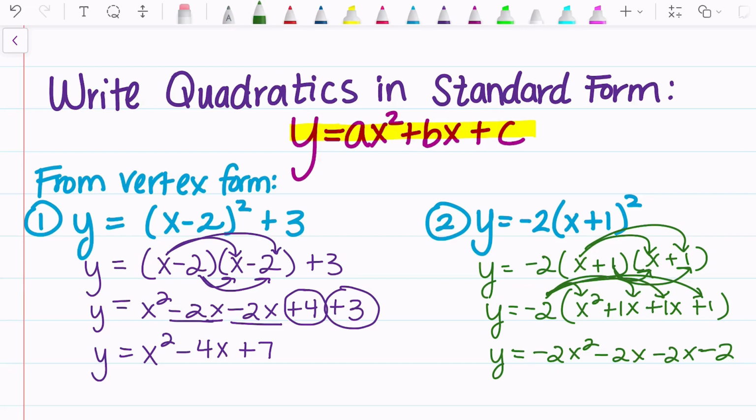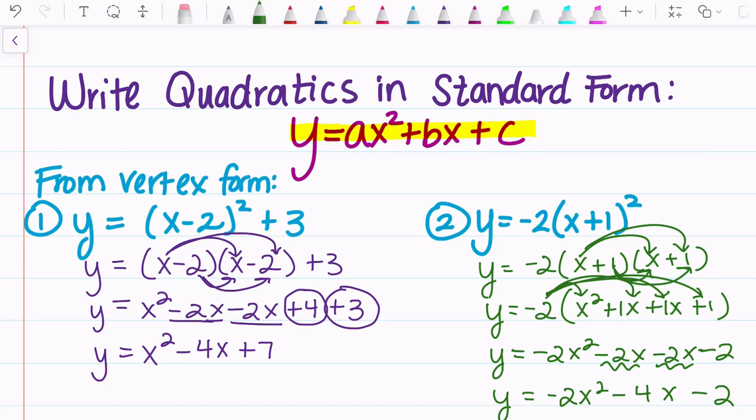Some people like to combine like terms before they distribute the outside. You could have combined like terms and then distributed the negative 2. I just like to go ahead and combine at the very end. So I have a negative 2x and a negative 2x, which is going to leave me with negative 2x squared minus 4x minus 2. Now, with either of these examples or any example, when you're changing forms, you're just creating an equivalent form of the same quadratic.